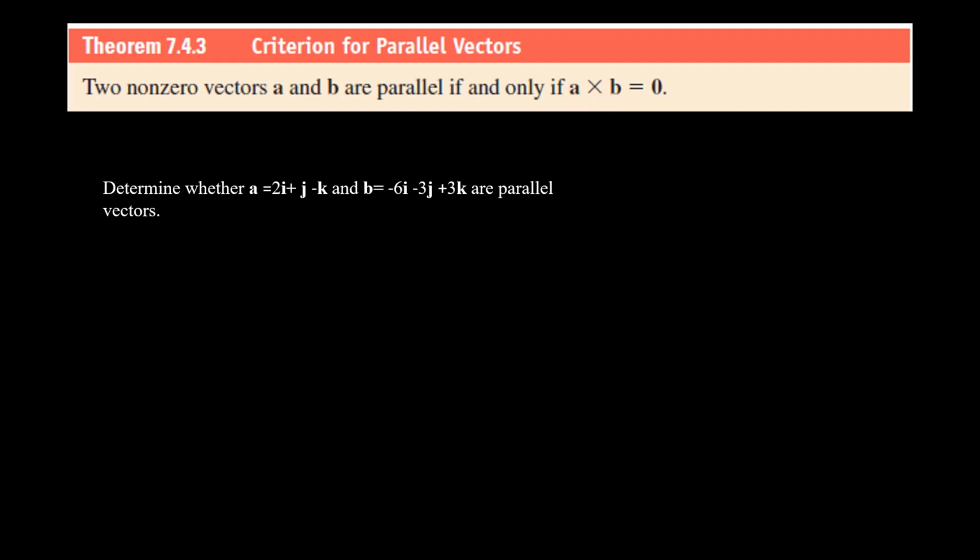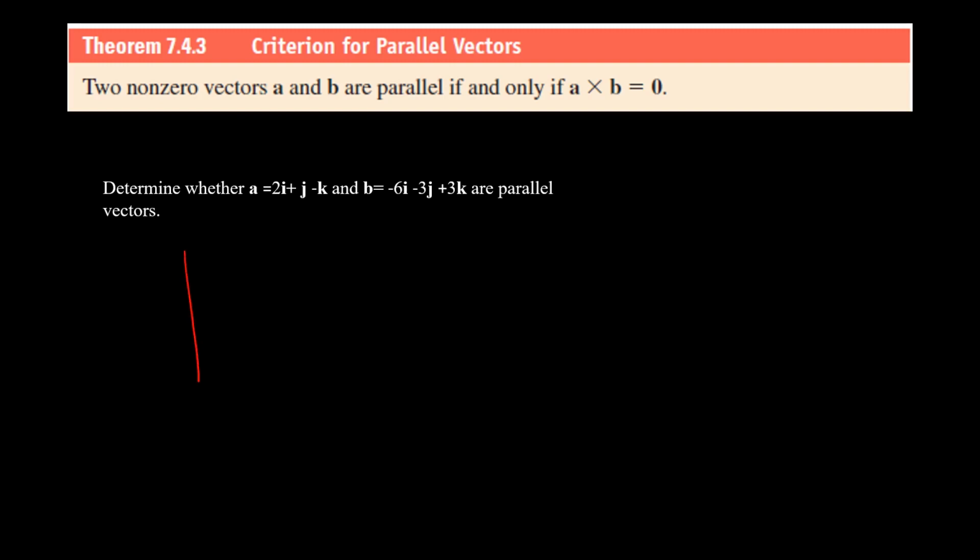So let's do this example. Here we have to determine whether these two given vectors are parallel or not. We have a theorem which says that if two vectors are parallel, then their cross product is 0. So let's find the cross product of these and see if it's 0 or not.